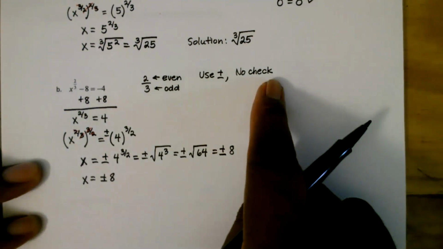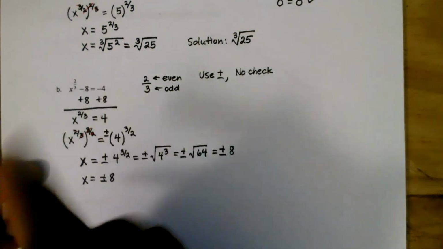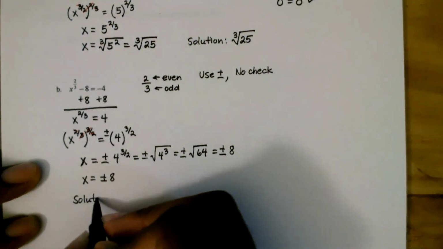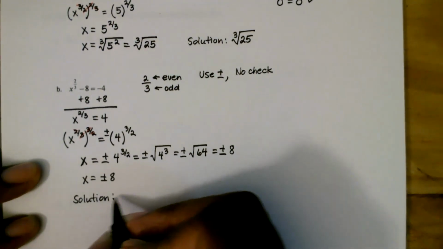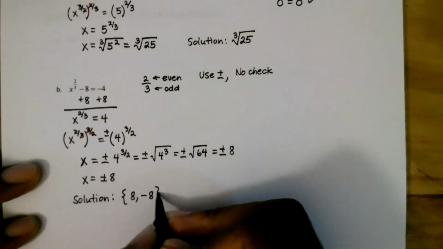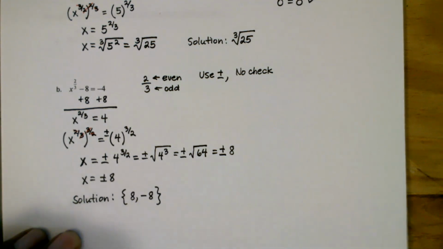And here I do not do the check because the denominator is odd. So there's no need for the check here in this equation. So the solution there is positive 8 and negative 8.